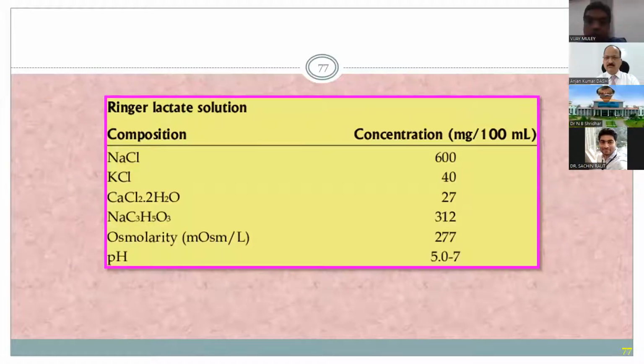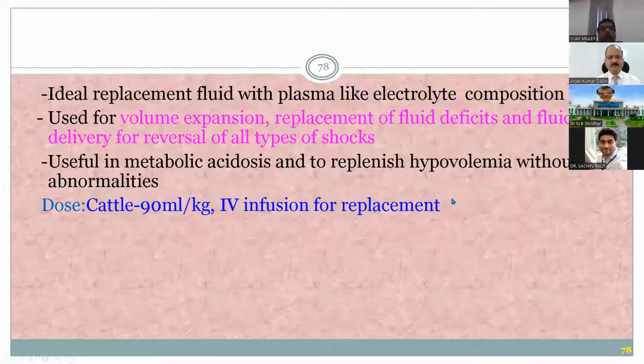And Ringer's lactate contains lactate, and ultimately the pH is maintained at 5 to 7, a little towards an acidic solution. So Ringer's lactate is an ideal replacement fluid with plasma-like electrolyte composition, a plasma volume expander, used for replacement of the fluid deficit and fluid delivery for the reversal of all types of shocks, maybe due to septic shock or hypovolemic shock.